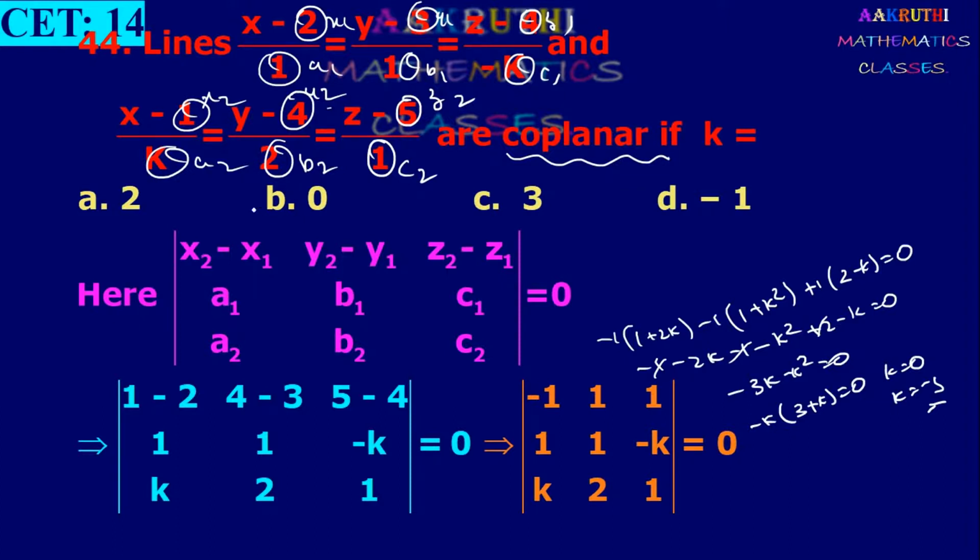But here only one option is given, that is k equal to 0. So therefore the correct option is option B, which gives k equal to 0. Here we get two values, that is k equal to 0 and k equal to minus 3, but here it is given k equal to 0, which is option B.